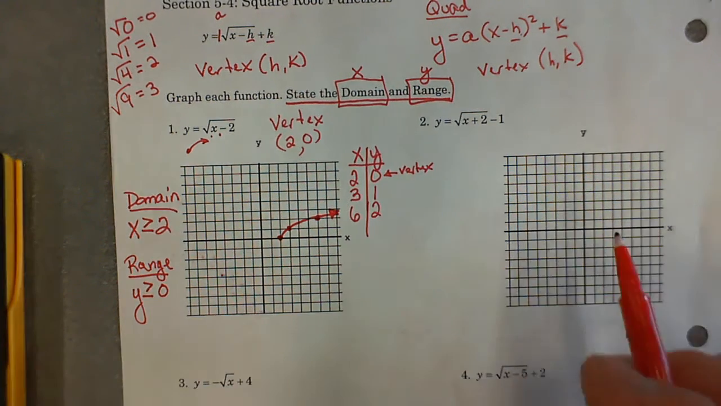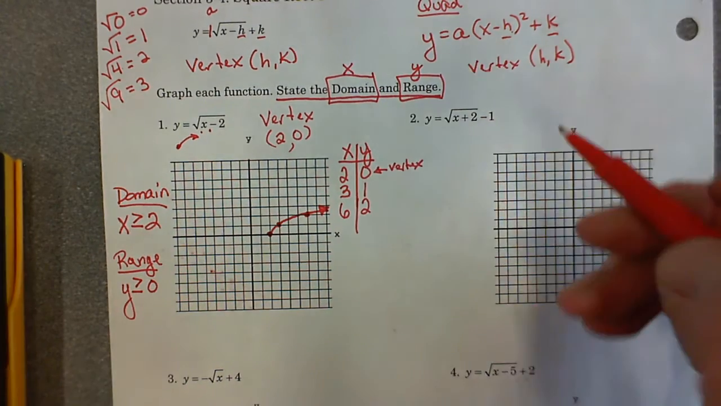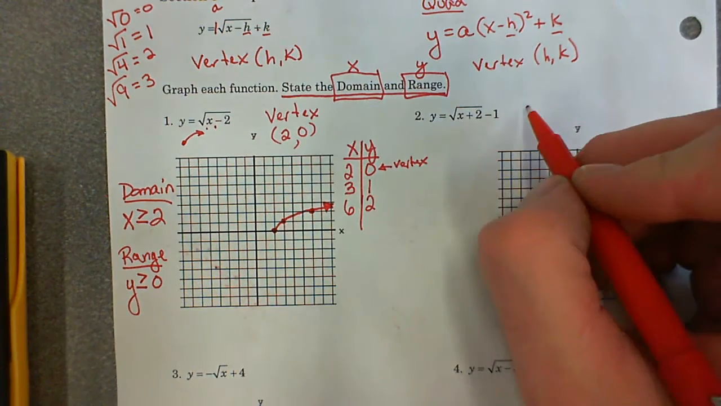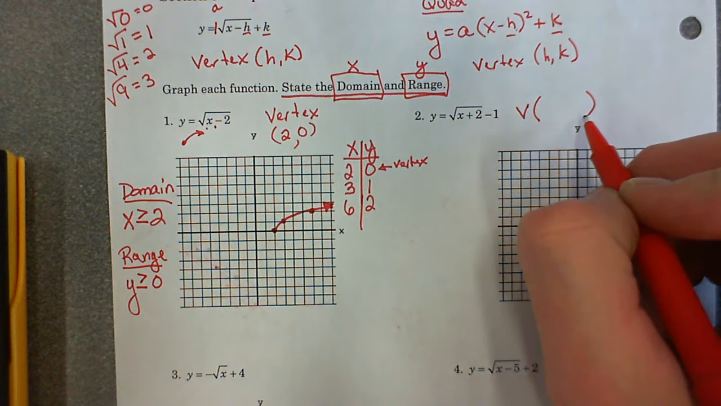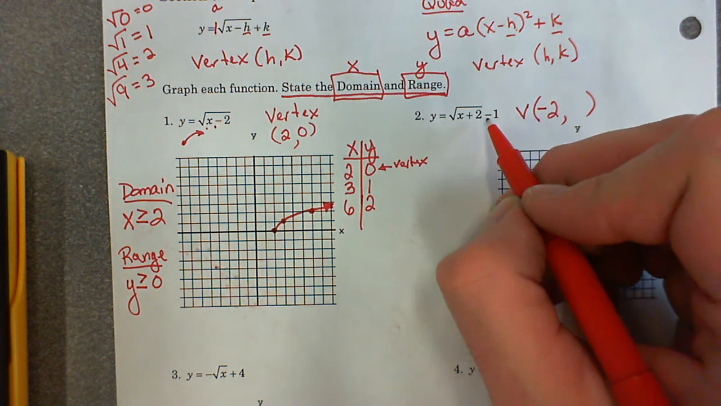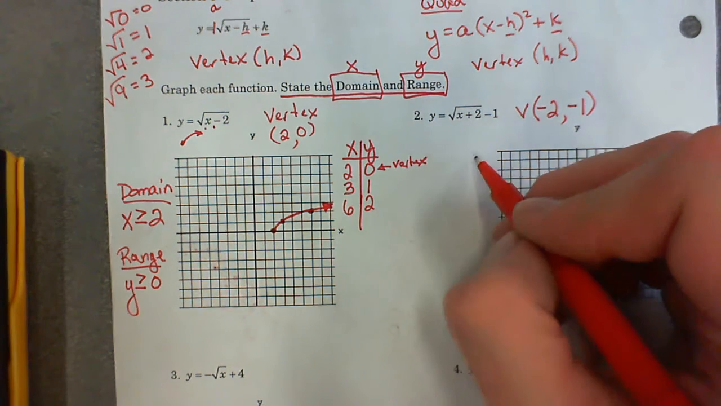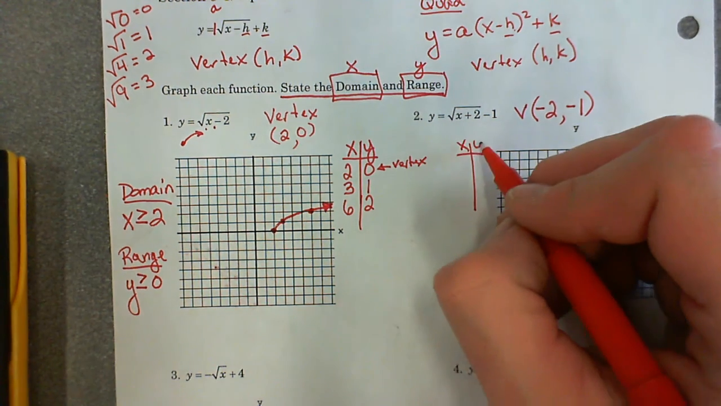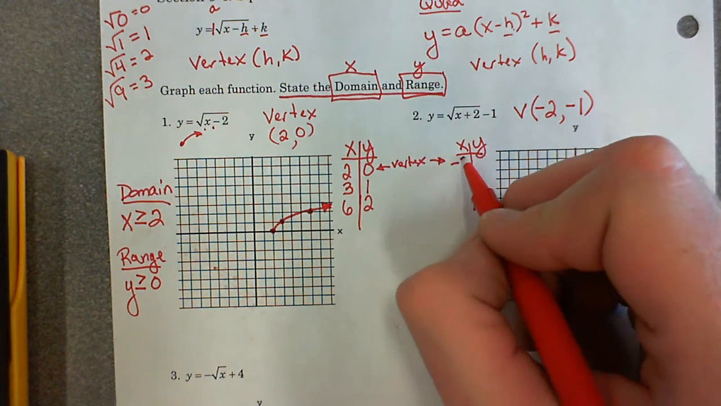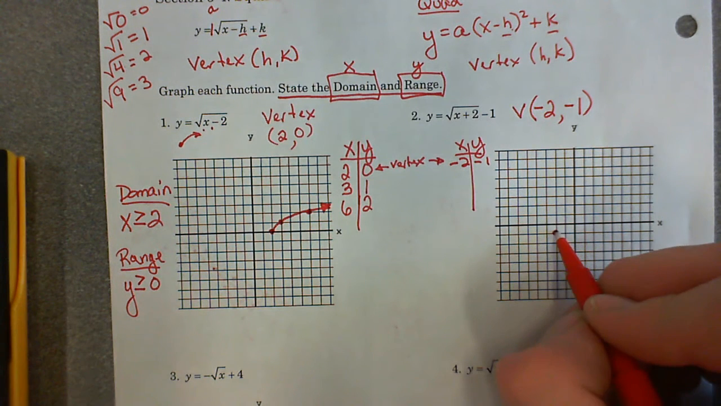Okay, on the second problem, we're going to stick with the old school method of plotting points. First, we want to find the vertex, so that's the h and the k. Your vertex on this one, well, the x is the opposite value, so that's -2, and your y is the same value, so that's -1. On your table of values, remember your vertex is going to go on the top of the table, so that's -2, -1. So this is going to start over here at -2, -1.